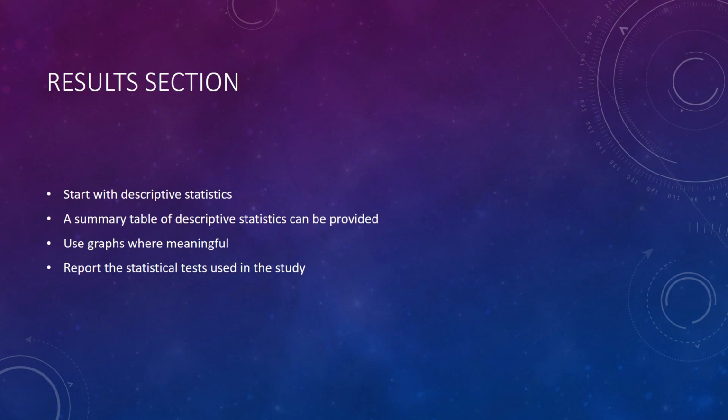So again, you can use graphs where they are meaningful, such as showing, for instance, a scatter plot of the correlation of outcomes. And then, you want to report the statistical tests that have been used in the study. Again, these will follow specific formats depending on journal and discipline. So APA for psychology, and generally APA is used in most psychology-related papers. But for other reports, different styles might be used.